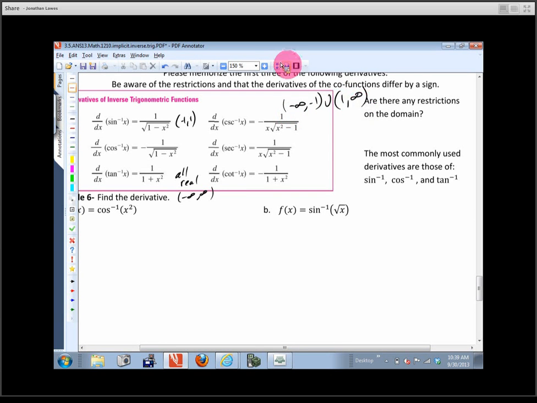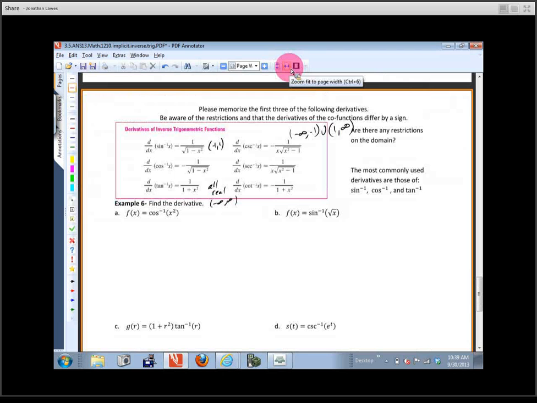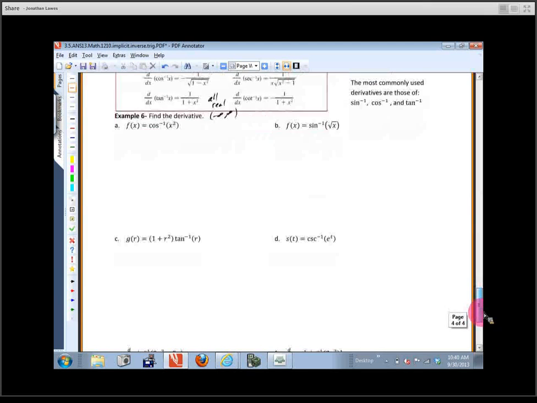It might be worth time looking at the graphs of the secant inverse and cosecant inverse, just to kind of consider why it looks that way, and why that would have to be the domain. Okay. Any questions? Okay. Good.